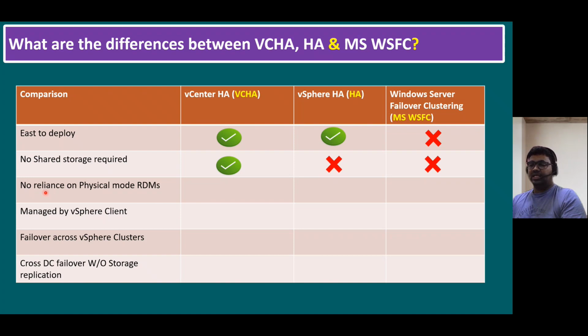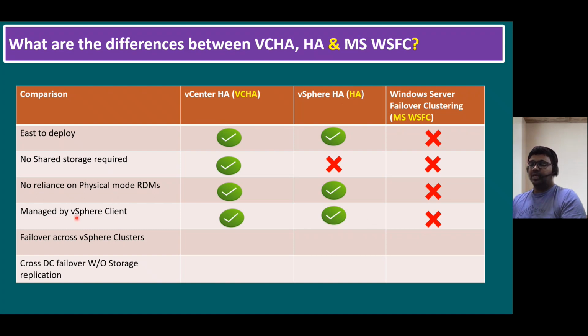And no reliance on physical mode RDMs. If you want to configure a raw device mapping, there is no reliance on it for VCHA and the vCenter level cluster HA feature, but Microsoft failover clustering depends on RDMs. VCHA is easy to manage with the vSphere client, and vSphere HA is also a cluster feature that is managed easily.